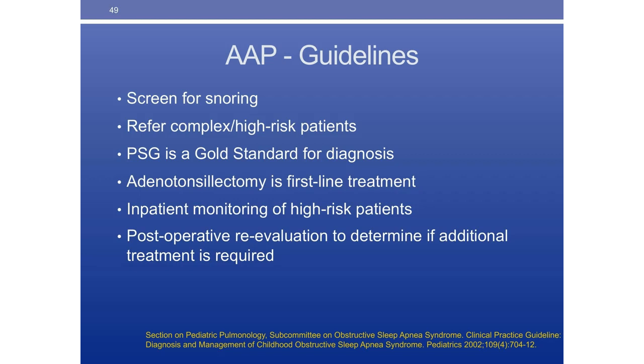The guidelines of the American Academy of Pediatrics for obstructive sleep apnea are to screen all children for snoring, to refer a complex patient to a specialist, to do a polysomnographic study for diagnosis, and perform adenotonsillectomy with inpatient monitoring of high-risk patients. And every child should be re-evaluated after the surgery. Usually, it's sufficient to take the history, and if there is residual snoring, or the same symptoms present as before the surgery, then refer them for a repeat polysomnographic study.